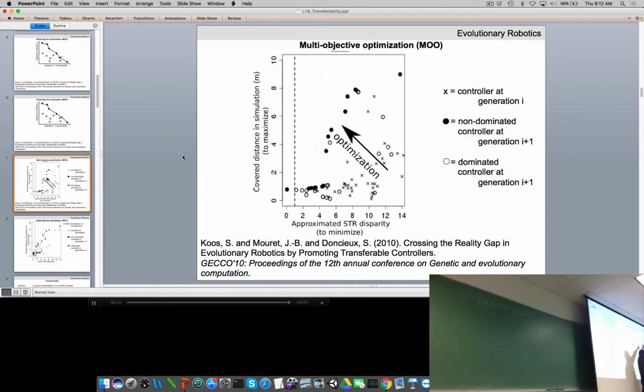Right? They took this snapshot partway through an evolutionary run. So the x's represent the controllers at generation i, the previous generation, and the current generation in this picture is i plus 1. And sure enough, if you look very carefully, you can see the black dots represent the Pareto front here. We're pushing up and to the left. And the white dots are all the dominated controllers that lie behind the front.